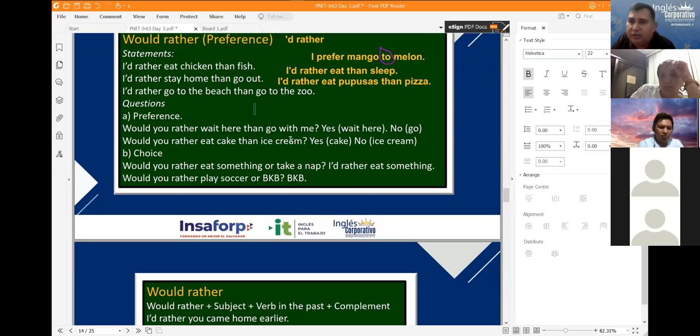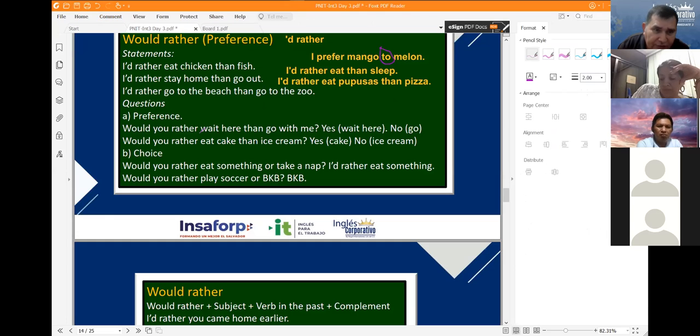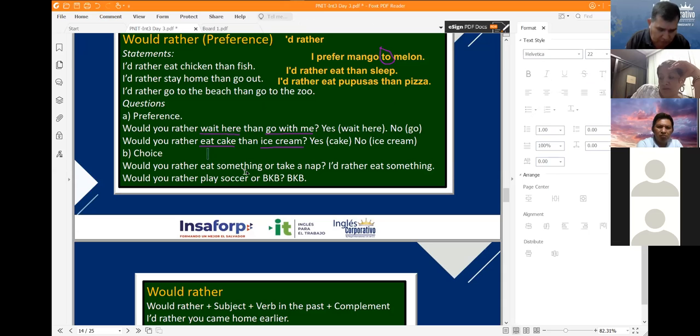Okay, in questions, we have two types of questions. One question asks for preference, so you answer yes or no. You use yes for the first and no for the second. I'm going to put it here because this is important. If you say yes, you are choosing the first. If you say no, you are choosing the second.